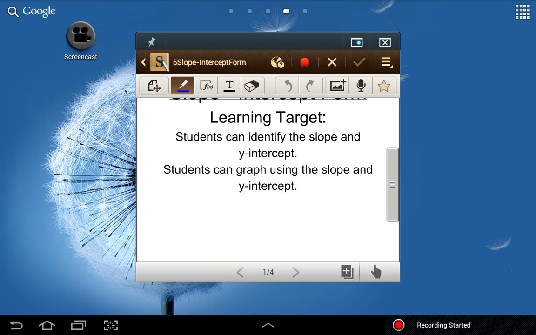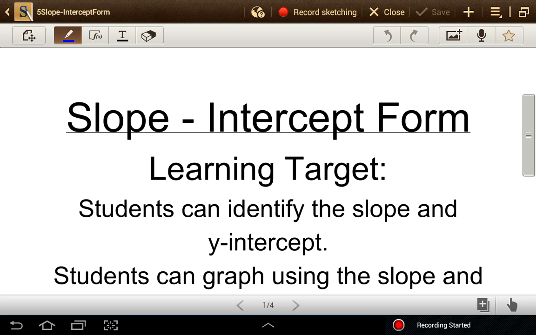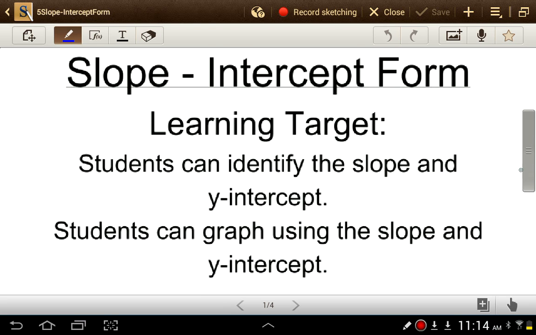Okay, let's talk about slope-intercept form today. Our learning targets for today, we have two. Students can identify the slope and y-intercept, and students can graph using the slope and the y-intercept. So I'm going to talk about how to identify it from an equation, and then also how to graph using just the slope and y-intercept. So it'll be another way of graphing.